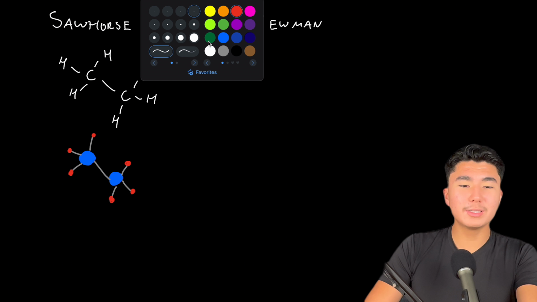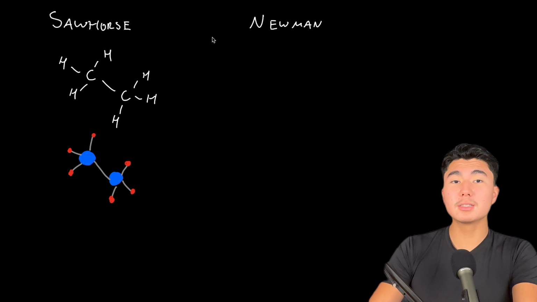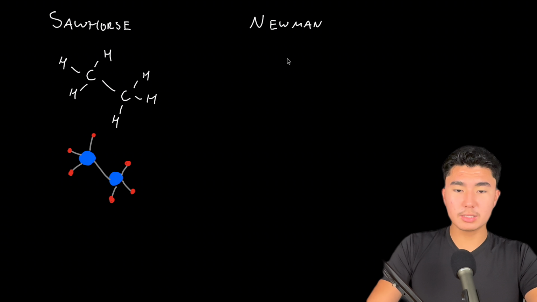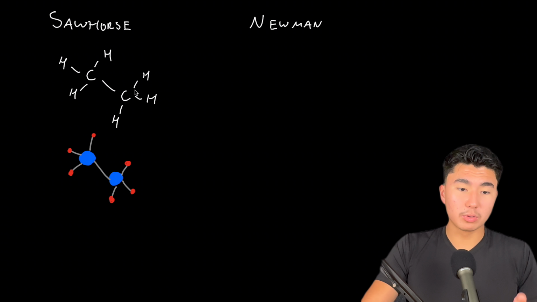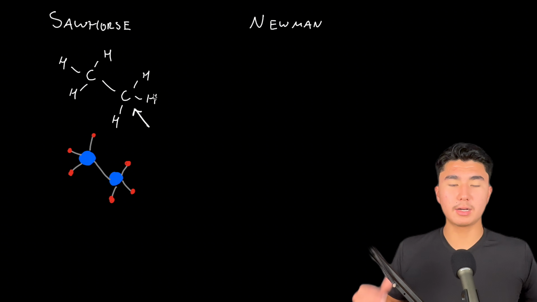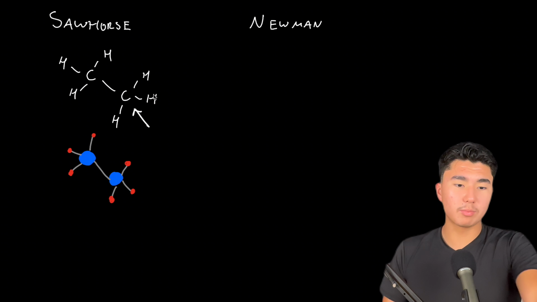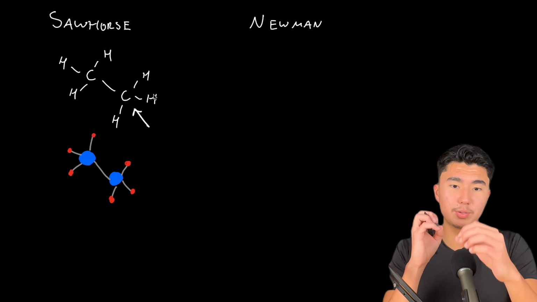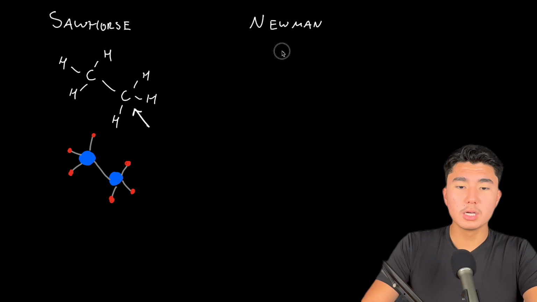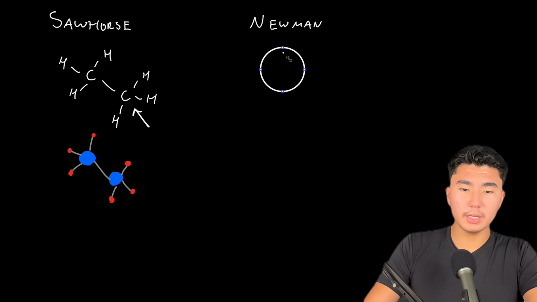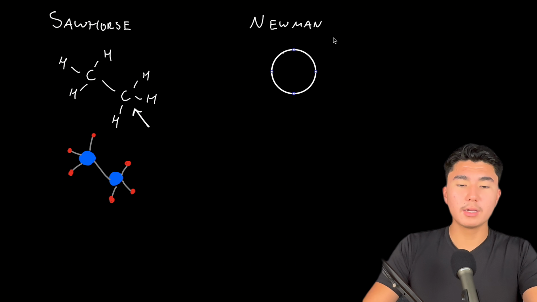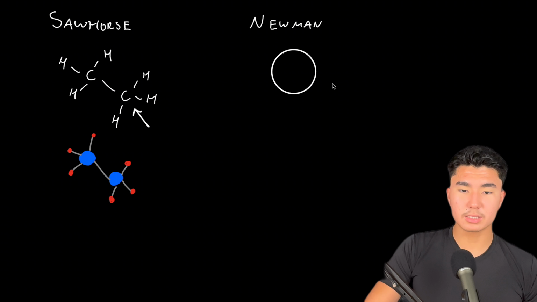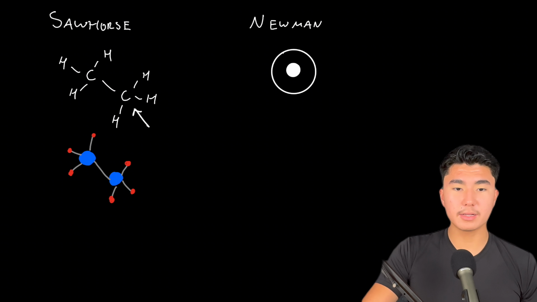Now we're not really going to be looking at the sawhorse projection because we have a superior model to look at, which is the Newman projection. In the Newman projection, let's say we're looking at the middle of a carbon right there. So we're pretty much taking our organic molecule and moving it so the carbons are aligned at the same position. And what that's going to look like is we have this circle over here, and this circle is going to represent our back carbon. And I'm going to have a decent sized dot right here. And that is our front carbon.